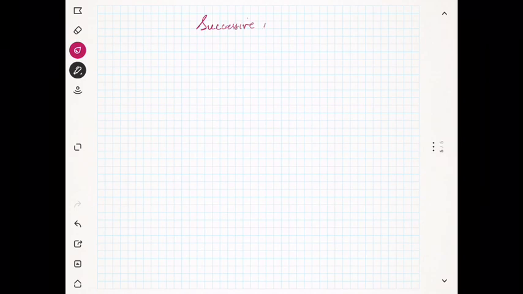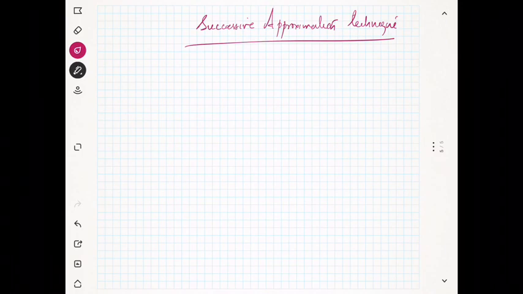Now we will see another kind of method which is known as the successive approximation technique. However, I will not be asking this for the exam, but I will give you an idea of this technique, because you have a lot of methods to study, so I will not be asking this for the exam. So the successive approximation technique.